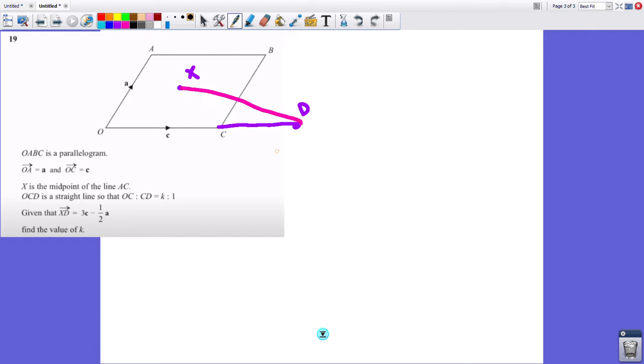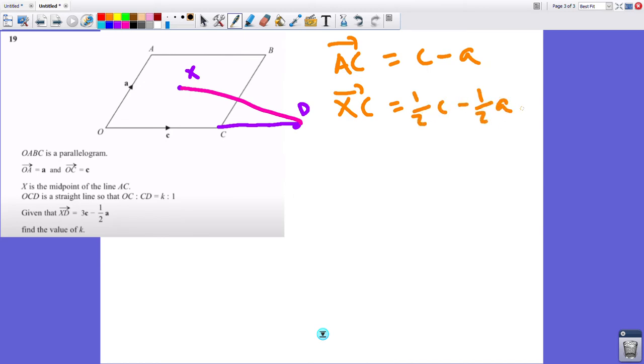To find vector XC, I can't begin until I know what vector AC is. So vector AC is going to be C minus A. I could call it minus A plus C. I'll write it like this, so C minus A. Given that X is halfway between A and C, I can then say that vector XC is just half of all of that, so half C minus half of A. Okay, so that's XC done.